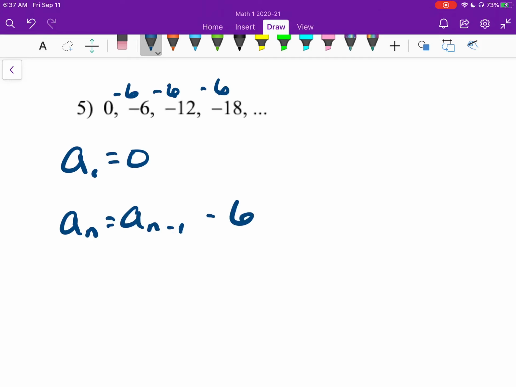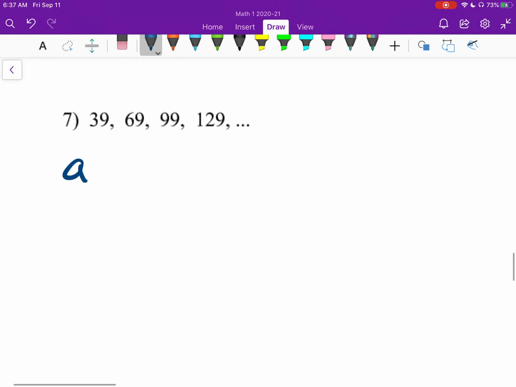Alrighty, last two problems. A sub 1 is going to be 39. Right, that's just our first term. A sub n, well, we know a sub n is going to be equal to a sub n minus 1. And what are we going to be adding each time? We're going to be adding, well, from 39 to 69, we add 30, 30, 30 again. So we're going to be adding 30.